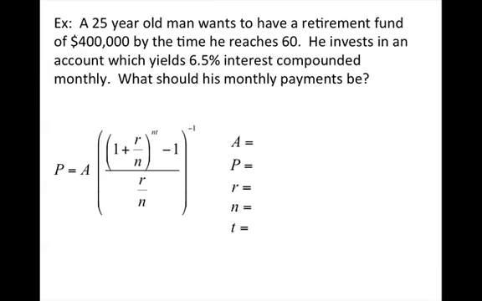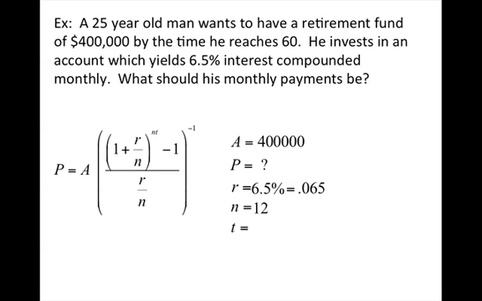For my variables, A is my final amount. He wants $400,000 in his retirement account, so the final amount that he wants is $400,000. P is the monthly deposits or the monthly payment, and that's what I'm looking for. R is my interest rate, which is 6.5%. If I divide that by 100, I get 0.065. N is the number of times compounded per year. It's compounded monthly, so my n is 12.